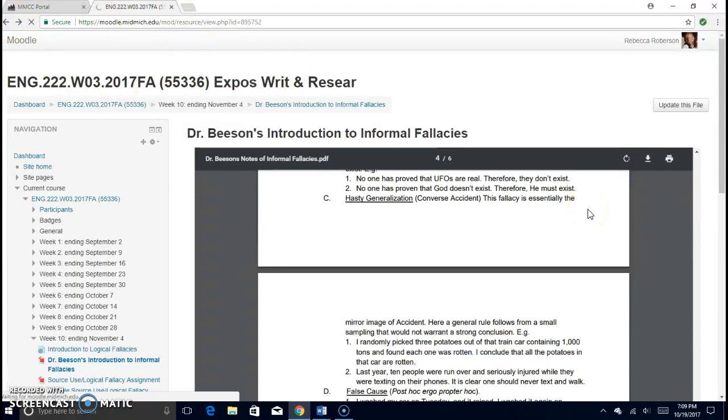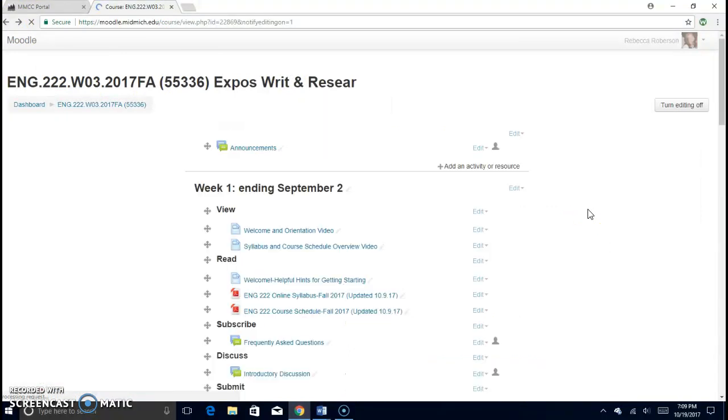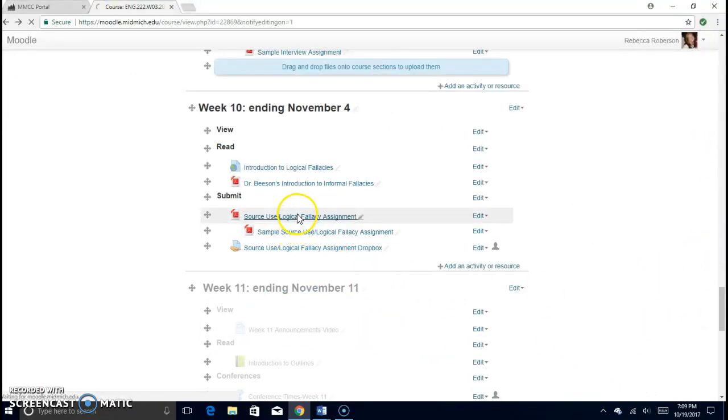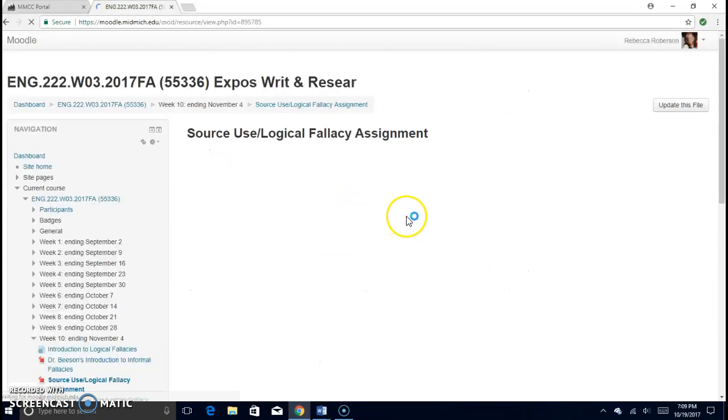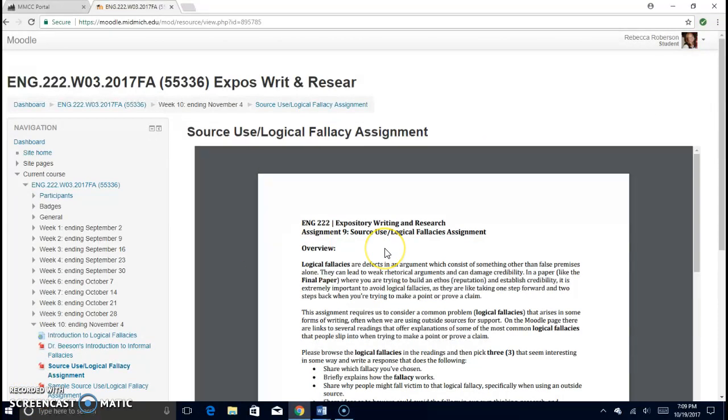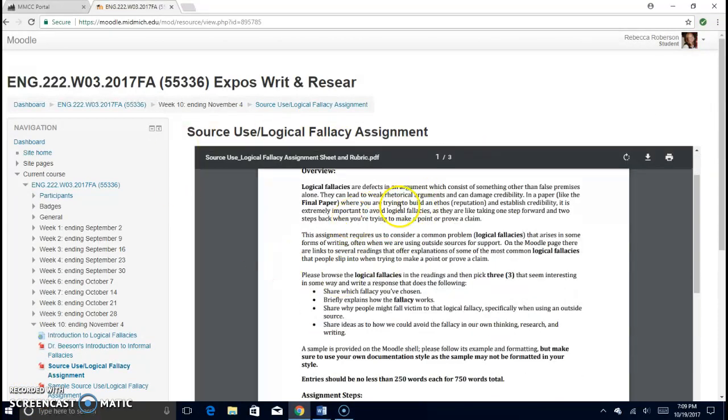Once you've read through the readings, and it is absolutely crucial this week that you do all of the reading, you will not be able to complete this week's assignment without doing the reading. You're going to go into the logical fallacy assignment. And the logical fallacies assignment sheet gives you some background about what logical fallacies are, why we want to avoid them, and then tells you exactly what you're going to do this week.